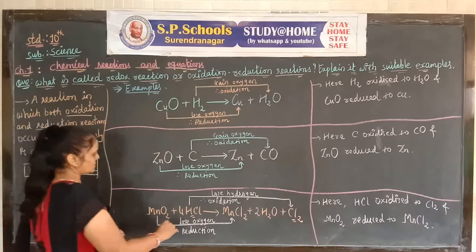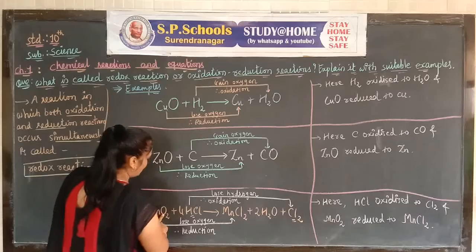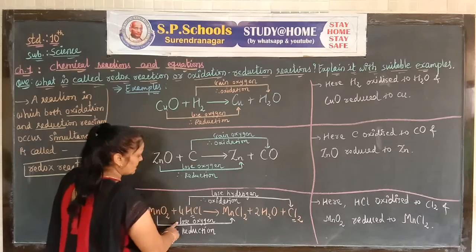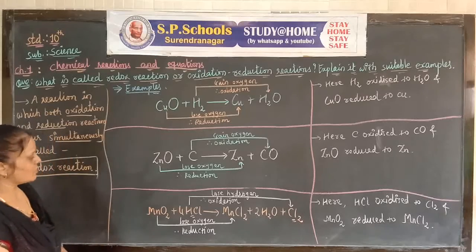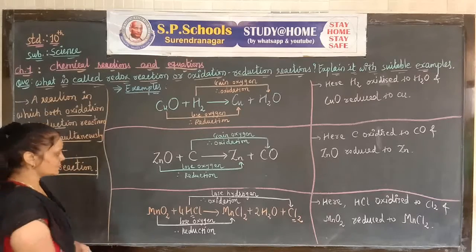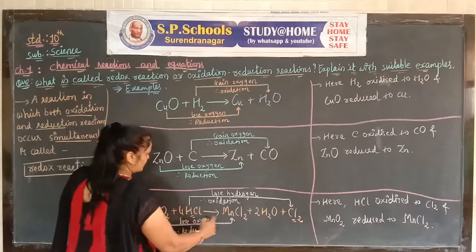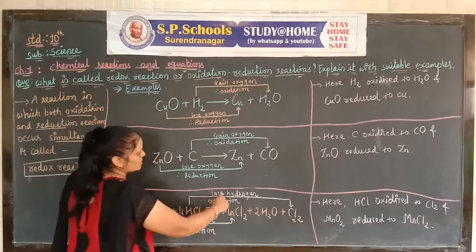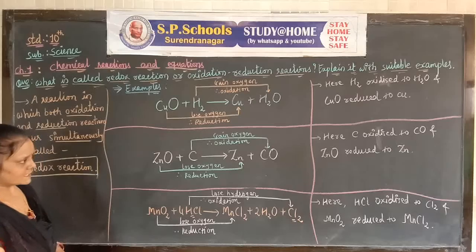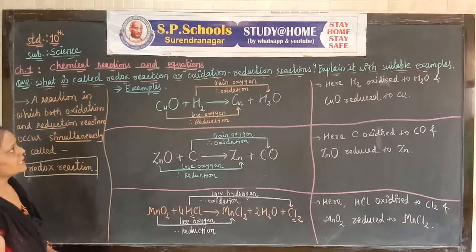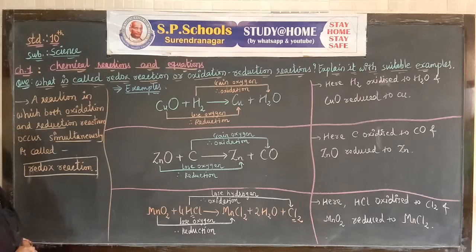In this reaction, MnO2 loses oxygen and forms MnCl2, so MnO2 is reduced to MnCl2, and HCl is oxidized to Cl2. This example shows a redox reaction. Let's see another question related to oxidation reduction reactions.